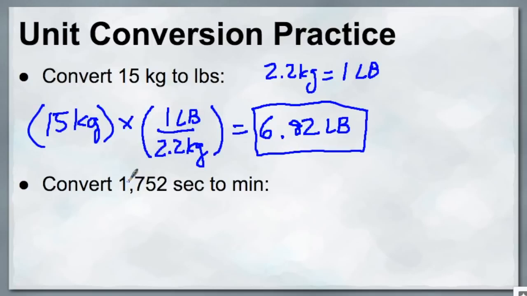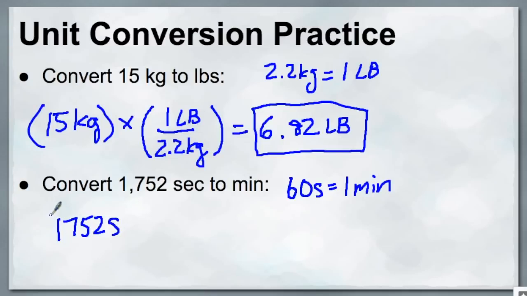Let's do the next one. Let's say that I want to convert from seconds to minutes. I know, and hopefully you know at this time, that 60 seconds equals 1 minute. This is my conversion rate. So I'm going to first start off with what I do know, which is 1,752 seconds, and I'm just going to put S.